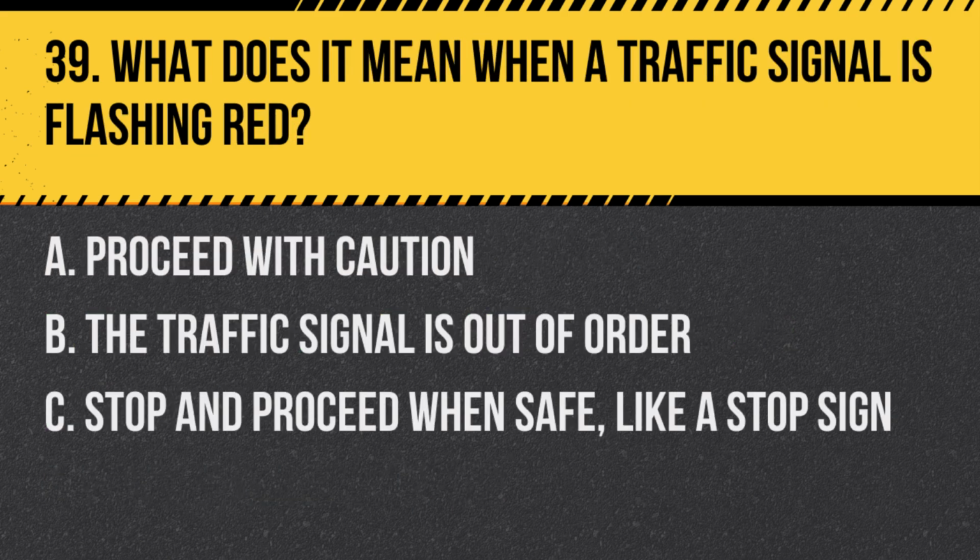Question 39. What does it mean when a traffic signal is flashing red? A. Proceed with caution. B. The traffic signal is out of order. C. Stop and proceed when safe, like a stop sign. Answer. C. Stop and proceed when safe, like a stop sign. A flashing red light should be treated as a stop sign.